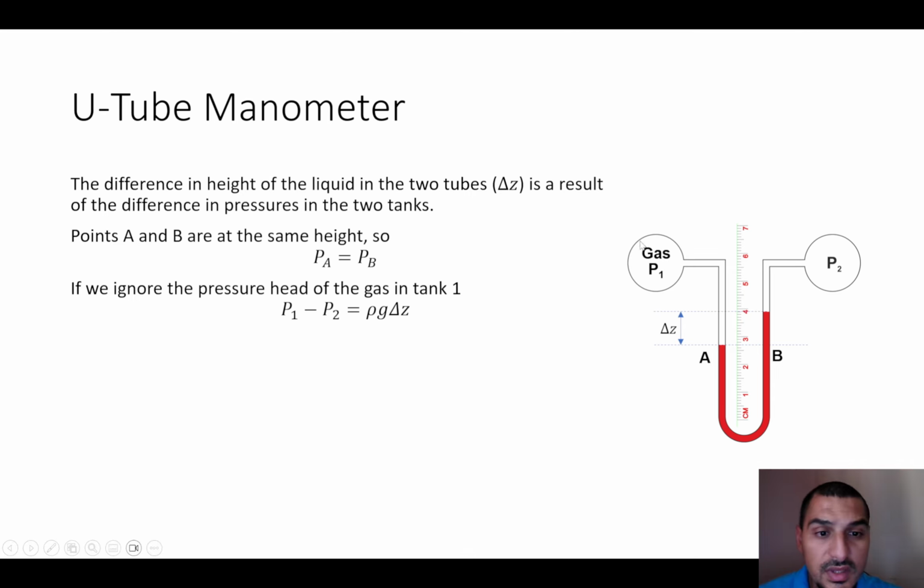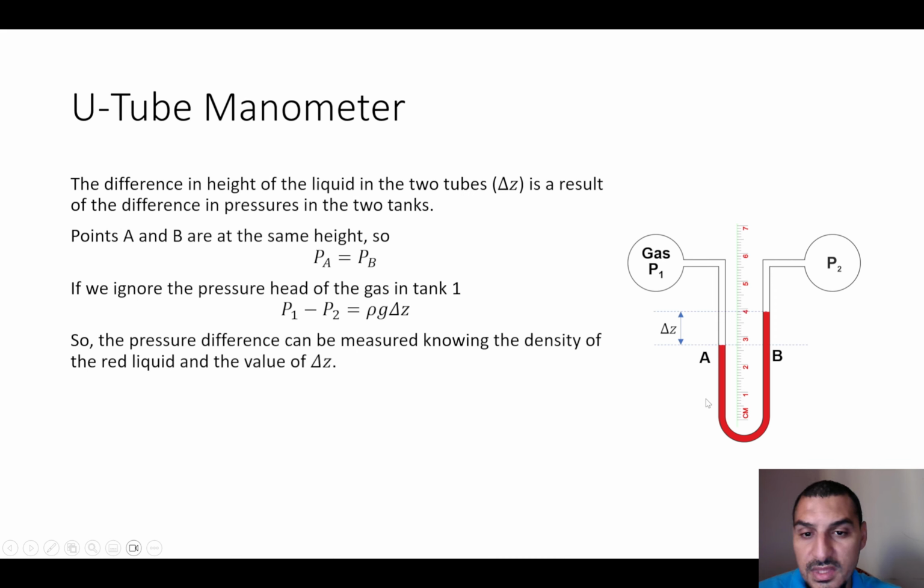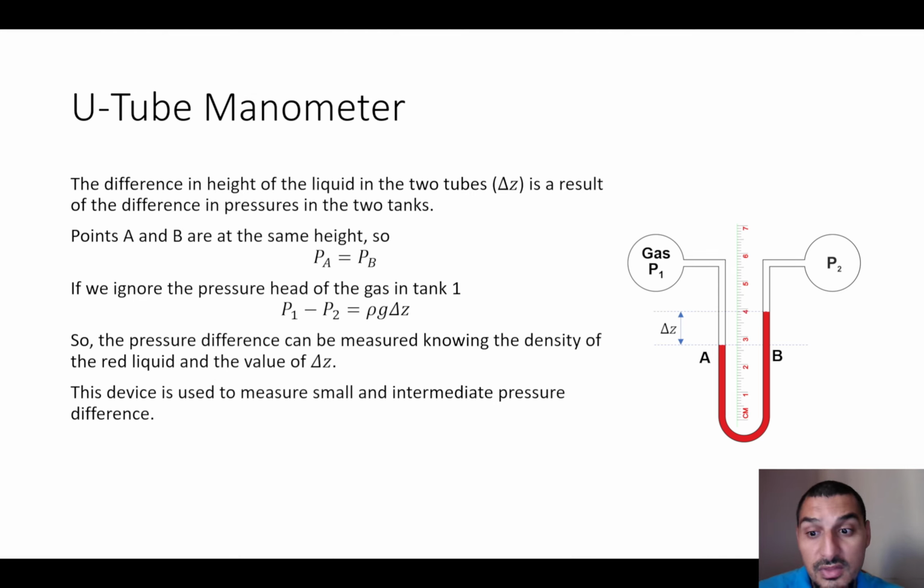You can find the difference in pressure by measuring the height and substituting in the equation, where rho is the density of the manometer fluid, times g, times delta Z. This gives us the difference in pressure. If you know the pressure of one of the two sides, you can calculate the pressure of the other.